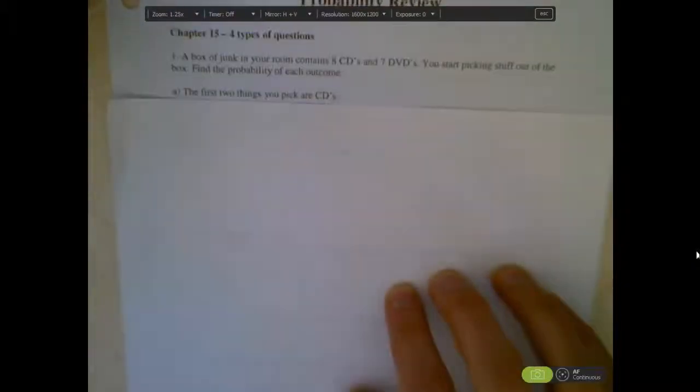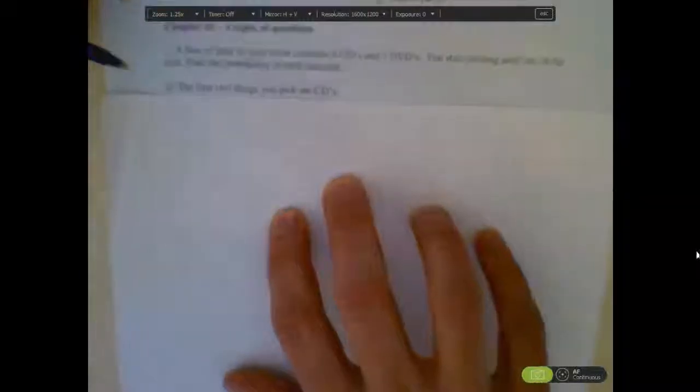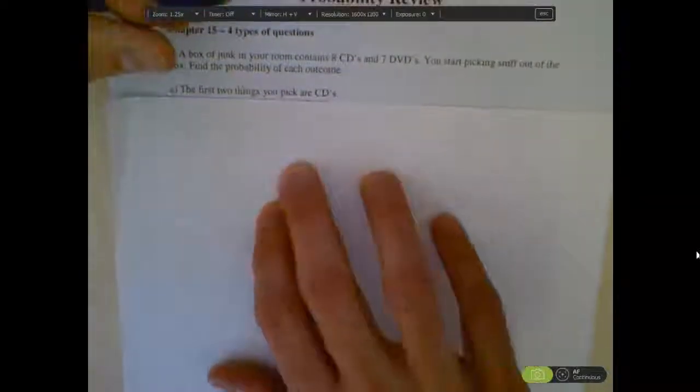Okay, first question we're going to look at is from chapter 15. So there's four types of questions here for probability. The first one being picking things without replacement. So the first two things that you pick are CDs. Since they're not being replaced, these events are not independent.